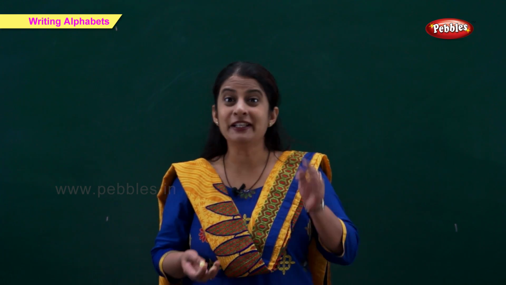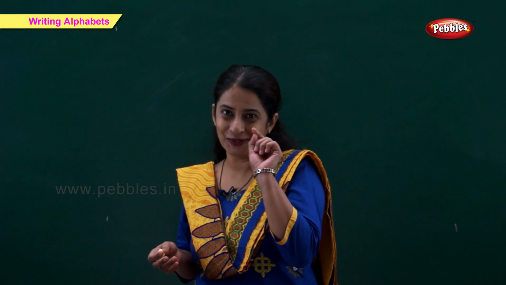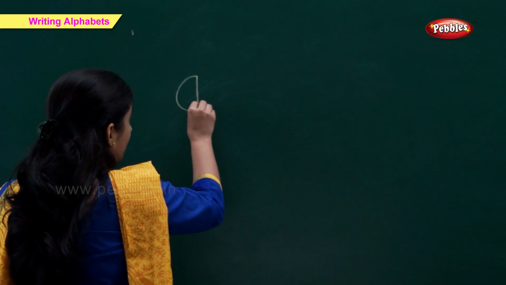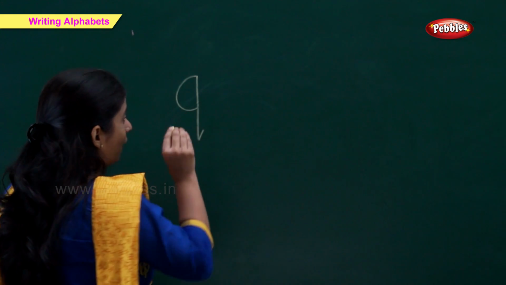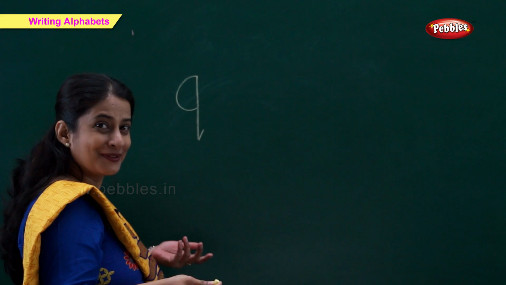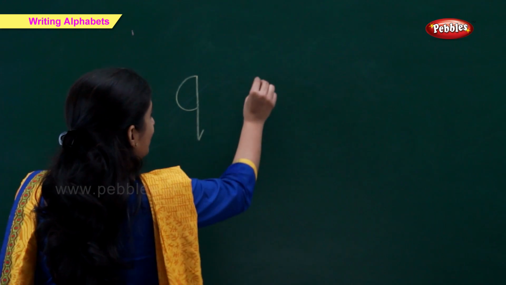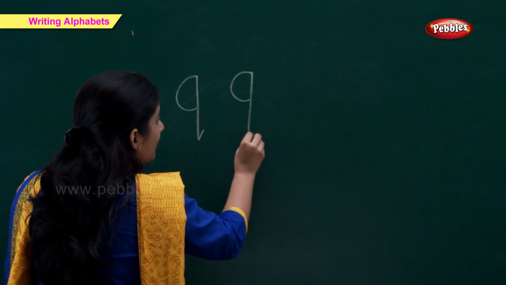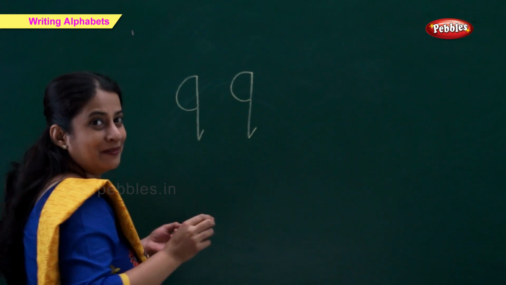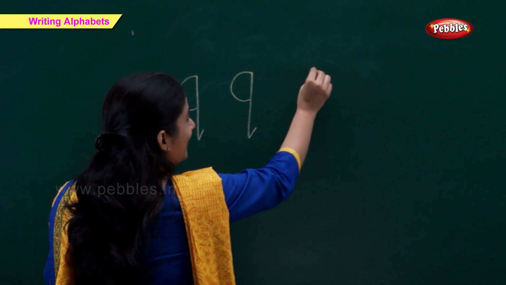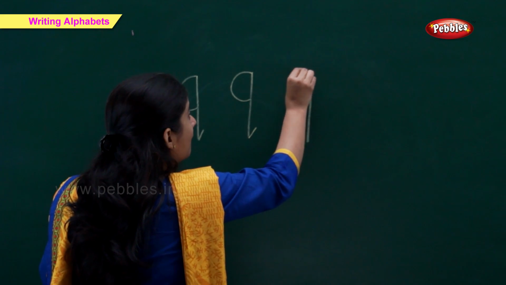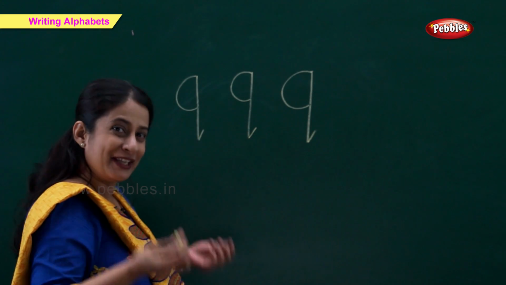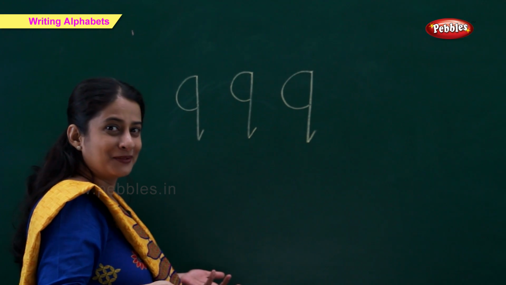Now we are going to write Q, a small q. Standing line with a curve and a small cross line makes Q, small q.